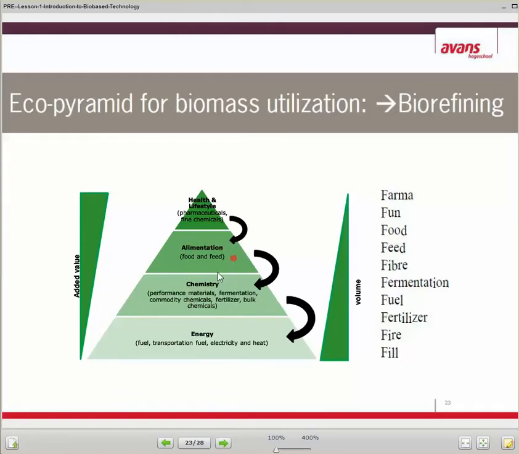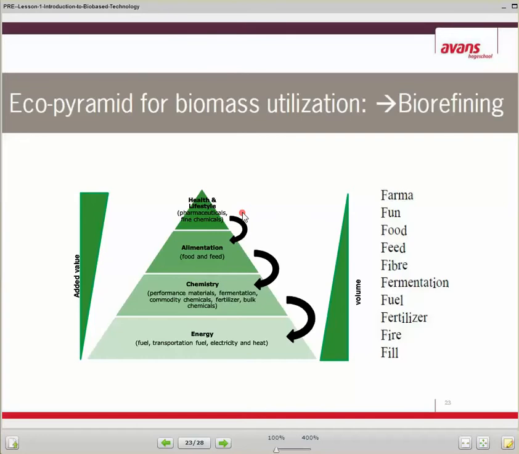Above that is alimentation. That's food and feed. So this could be food for humans or feed for animals. That's basically the difference between food and feed. Food is for humans and feed is for animals. And at the very highest, you need the smallest amount of volume, has the highest added value. These are pharmaceuticals and fine chemicals.